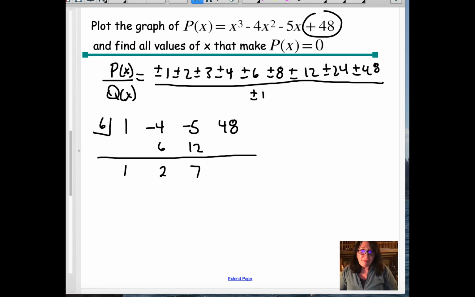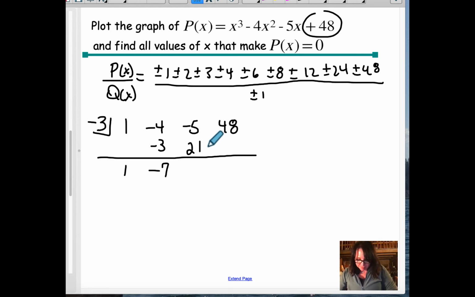So I'm going to pause for a second and think that now I'm going to try negative 3, see what happens. Add down is 1. Multiply across, I get negative 3. Let's see, add down, I get negative 7. Multiply across, I get 21.